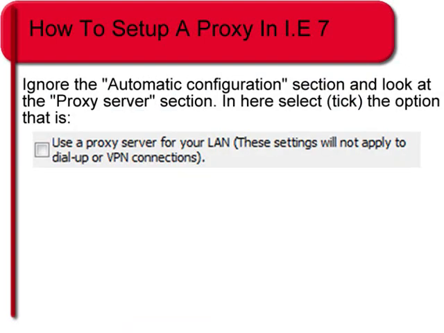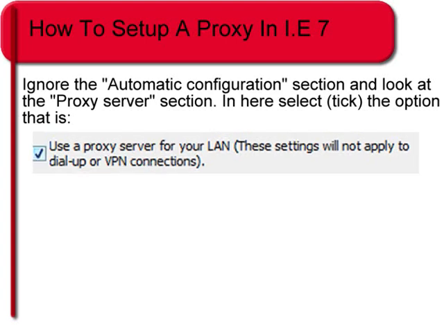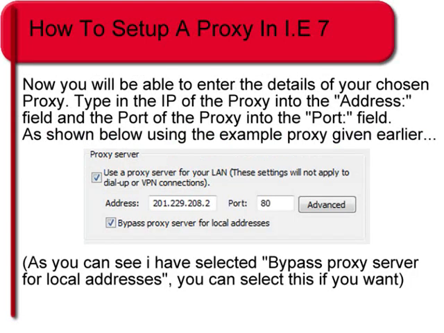Ignore the Automatic Configuration section and look at the Proxy Server section. In here, tick or select the option that says Use a proxy server for your local area network. These settings will not apply to your dial-up or virtual private network connections. Now you will be able to enter the details of your chosen proxy. Type in the IP of the proxy into the address field and the port of the proxy into the port field, as shown below using the example given earlier.